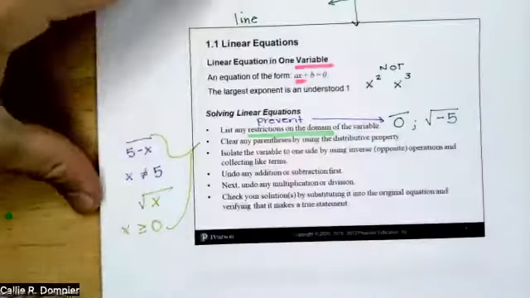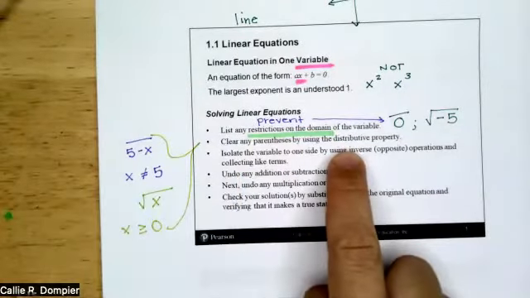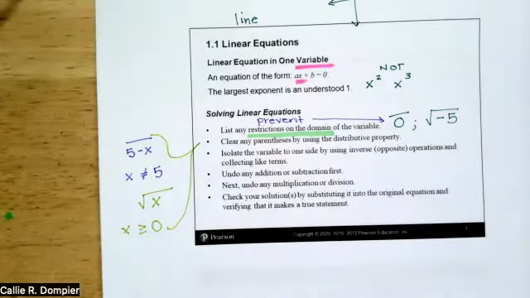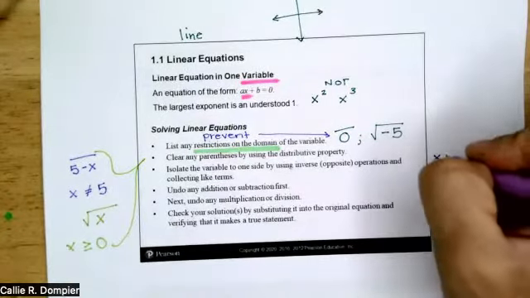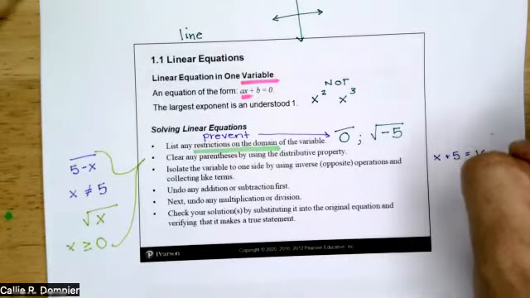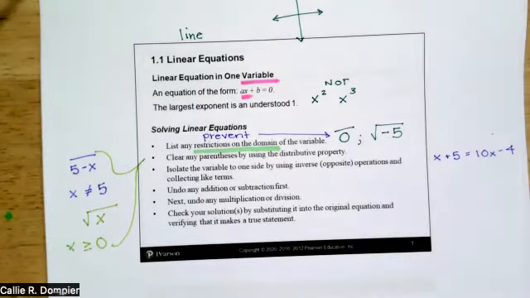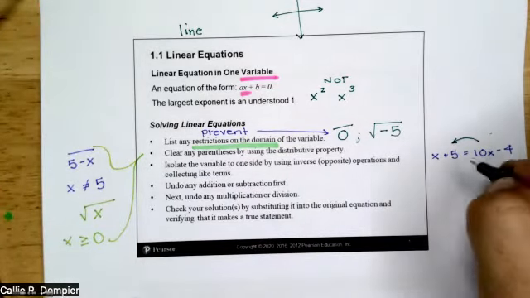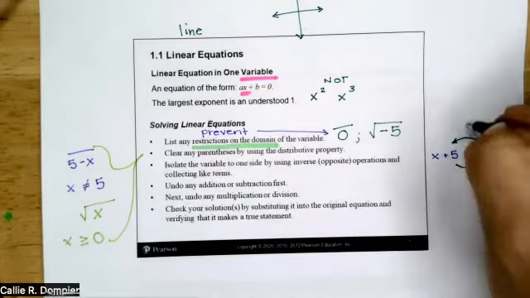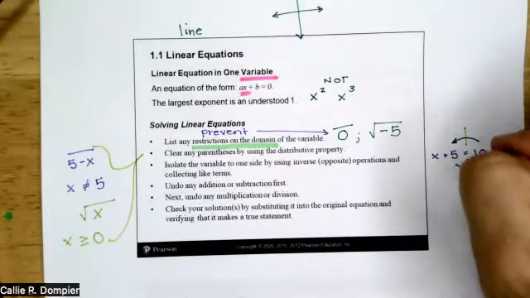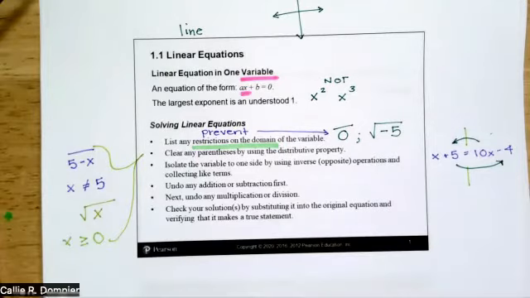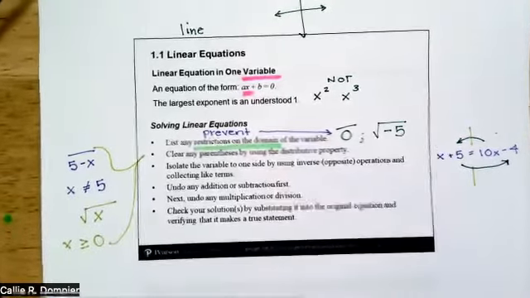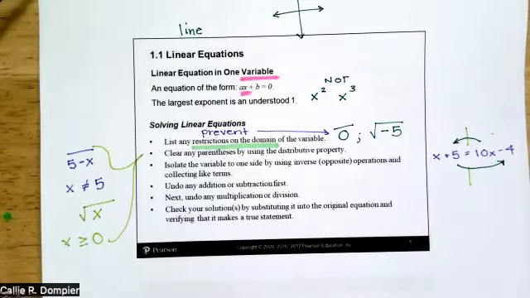So list restrictions on the domain of the variable, clear parentheses by using the distributive property, isolate the variable to one side using inverse operations and collecting like terms. So again, if I had x plus 5 equals 10x minus 4, what I want to do is move the variables to one side and move the constants to the other side, and the line is the equal sign. If you already know this and it makes sense to you naturally, you do not need to write down everything I'm writing down, okay?